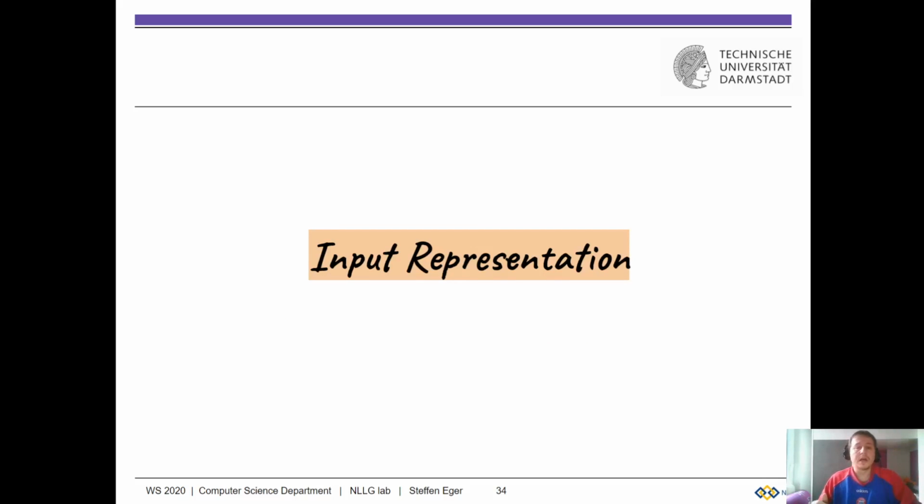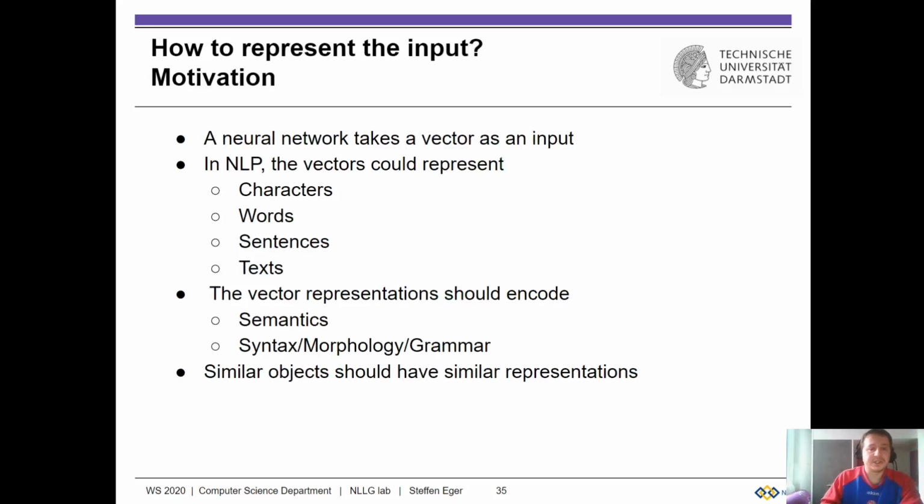Okay, let's talk about the first thing, which is input representations. As I've said, a neural network takes a vector as an input, so it takes numbers, a sequence of numbers, if you want, as an input. In NLP problems, the inputs that we have are characters, words, sentences, or whole texts. So our vectors could also represent each of those linguistic units. And what do we demand of our vector representations? They should somehow encode the semantics, which is the meaning of the unit.